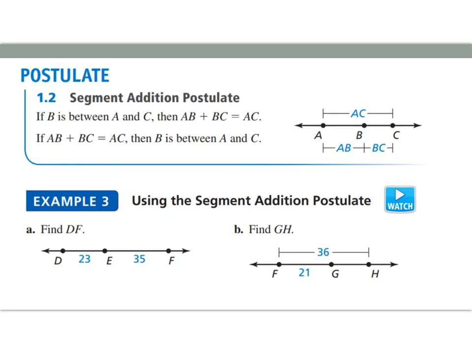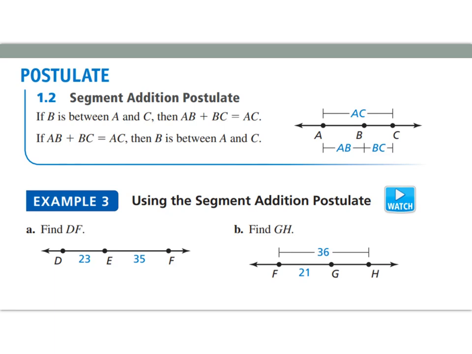The segment addition postulate states that if you have some point, in this case B, that falls in between A and C, then we can take the two smaller distances, the distance from A to B and the distance from B to C, and if I add those two up, that's going to give us the total distance from A to C.